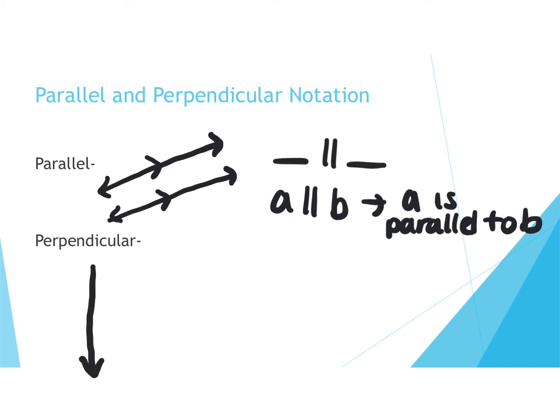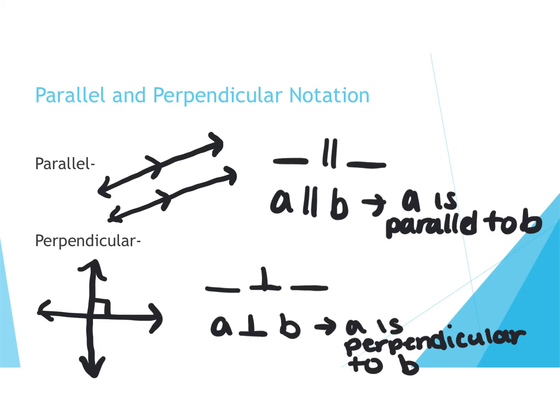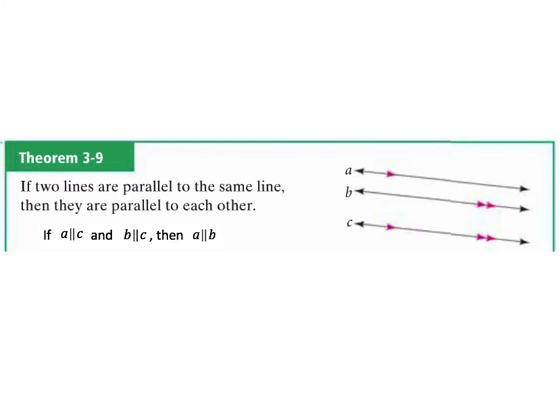Similarly, if we have perpendicular, this means you have two lines that intersect to form a right angle. And what we use is an upside down T to indicate it. So let's say A upside down T to B. This means A is perpendicular to B. Now we're going to review a couple of different theorems relating to this, and then we'll talk about what the examples are going to look like.